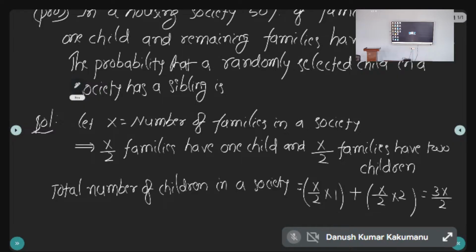Now, what does this 3x by 2 indicate? That is the total number of children in a society. Now you start the question. The actual question starts here. Up to this, we have prepared the data only. The probability that a randomly selected child in a society has a sibling. What is the meaning? You have selected one child among the total number of children in a society. How many children are there? 3x by 2 children are there. Among them, you have selected only one. That child has a sibling, which means what?